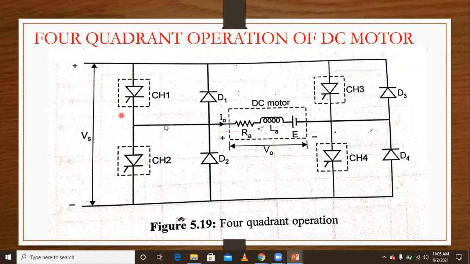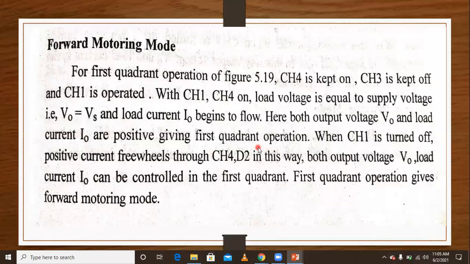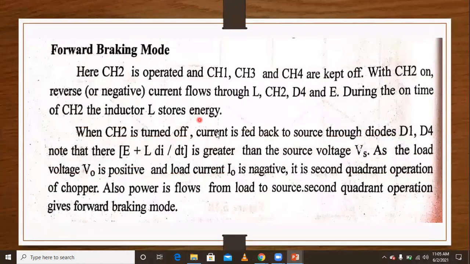Current is like this. Current is negative in this region, the forward braking mode region. When CH2 is off, the current is fed back to the source through diodes D1 and D4, and note that the voltage across the generator motor, E plus L di/dt, is greater than the supply voltage Vs. Then only the armature current flows from load to source. That's why the load voltage V0 is positive and the load current is negative. This is called second quadrant operation.